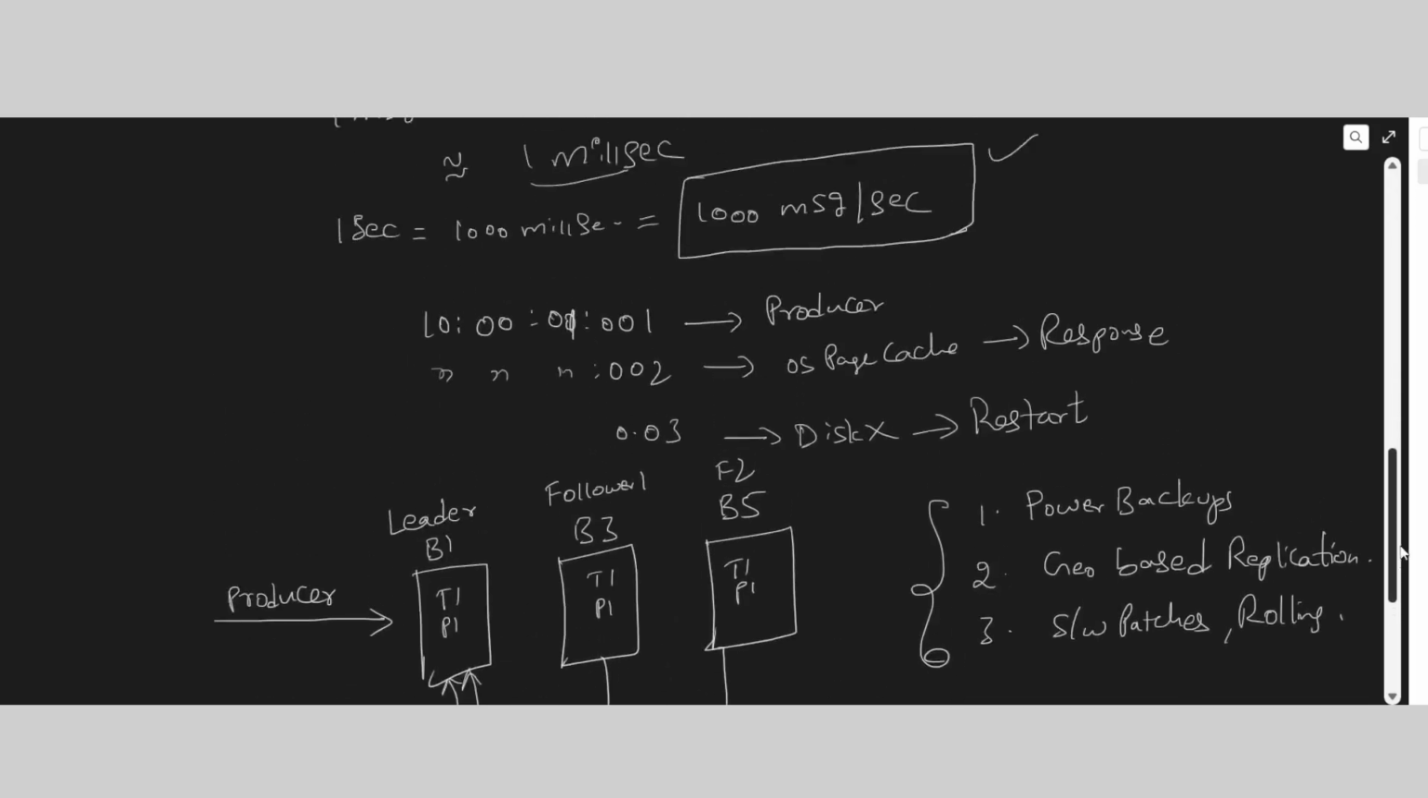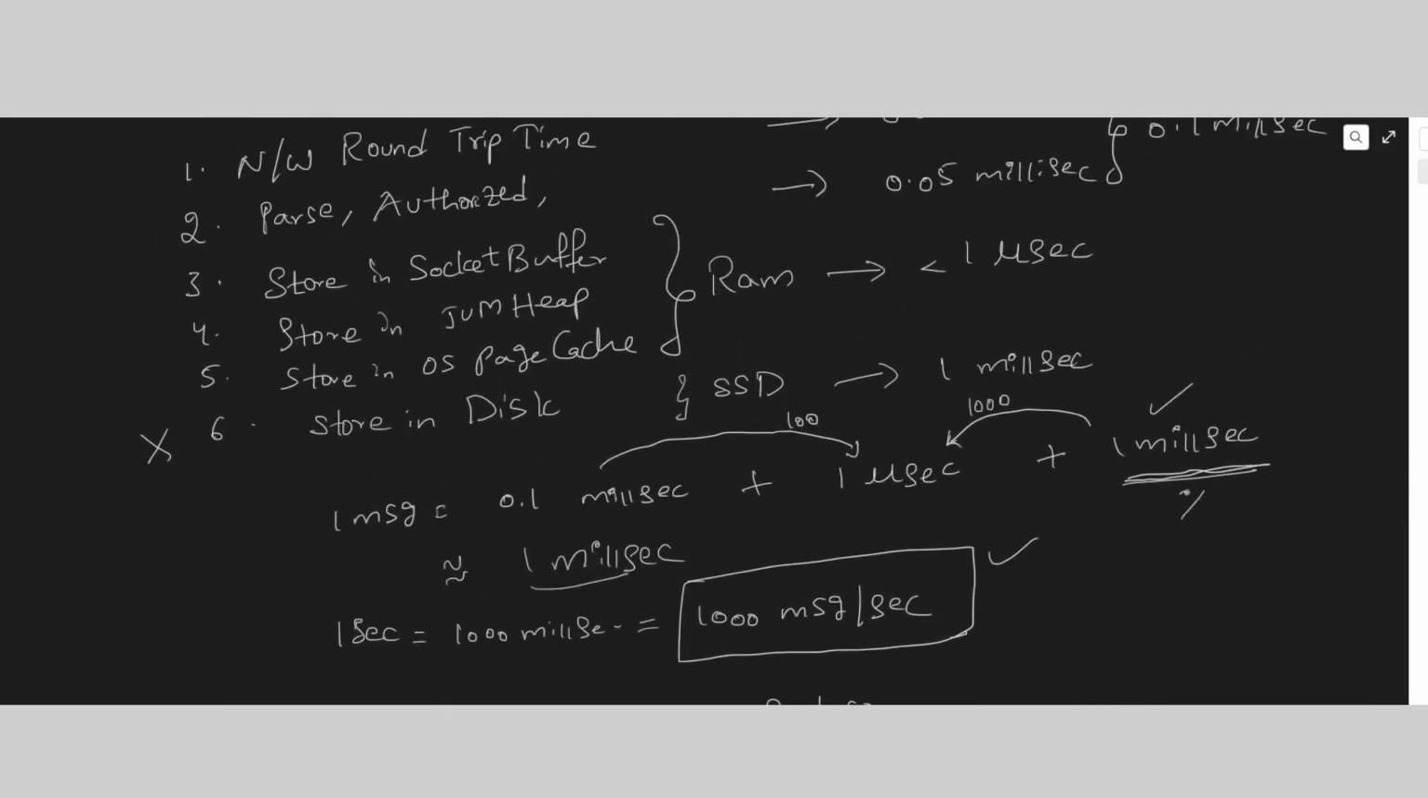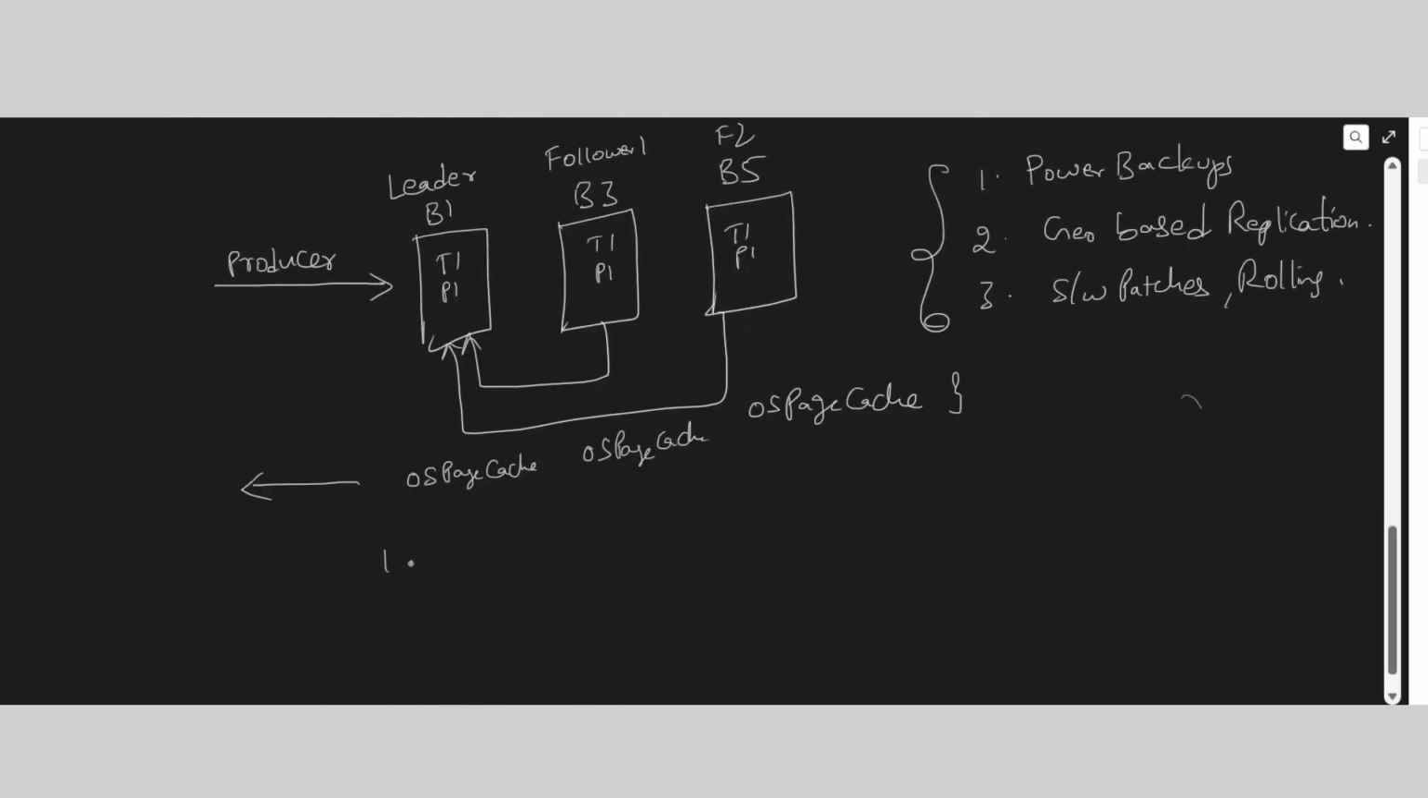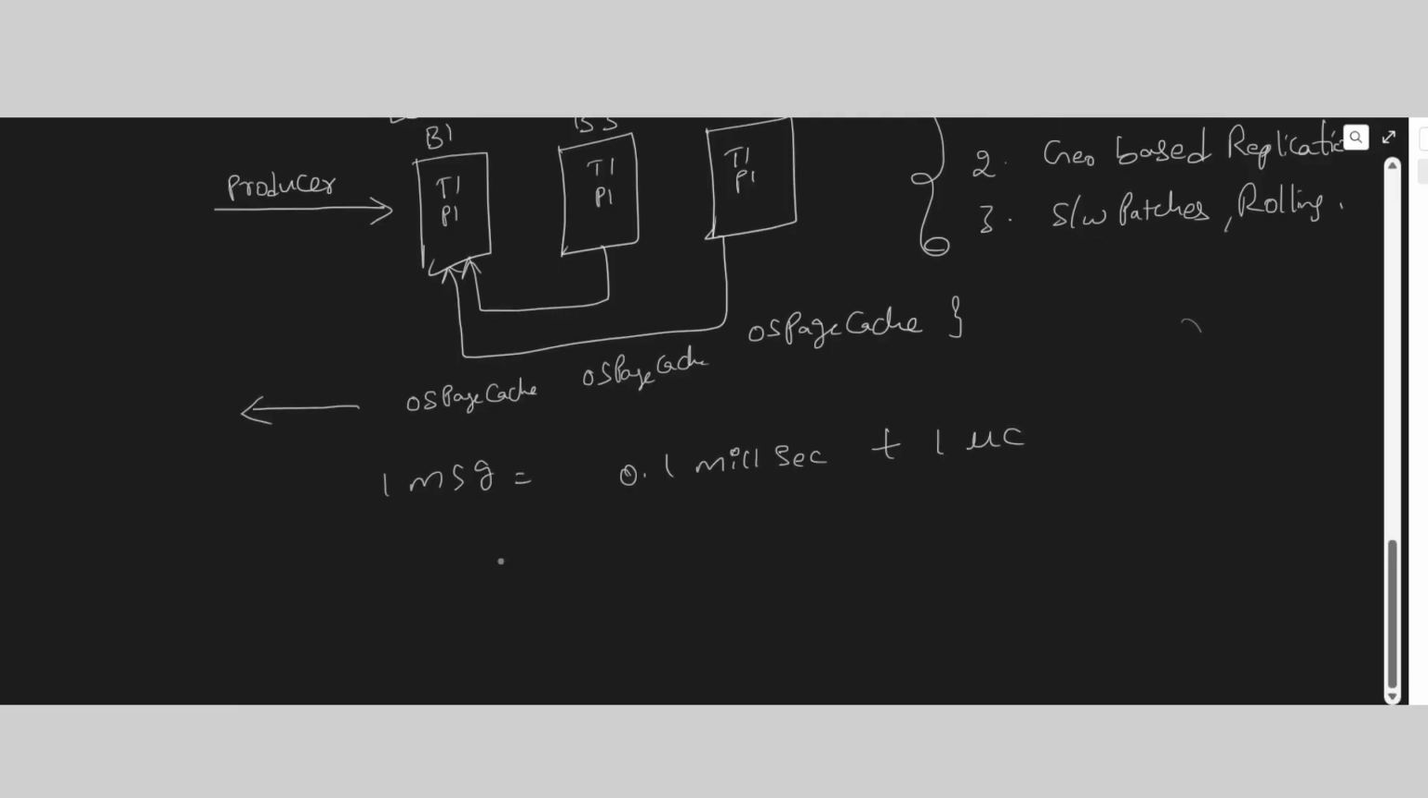So now the 1 millisecond has been removed from this picture. So we are left with only two things here, 0.1 millisecond and 1 microsecond. Let me write it down. So for one message, now it takes 0.1 milliseconds for network round trip time and parsing, and 1 microsecond for writing into RAM. Now, approximately it is also equal to 0.1 millisecond, right?